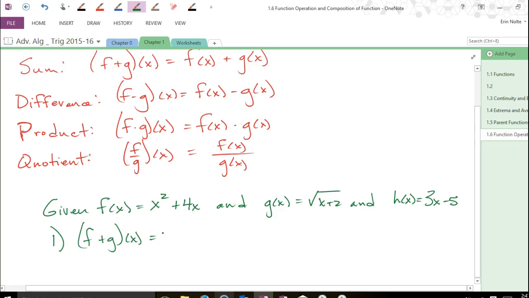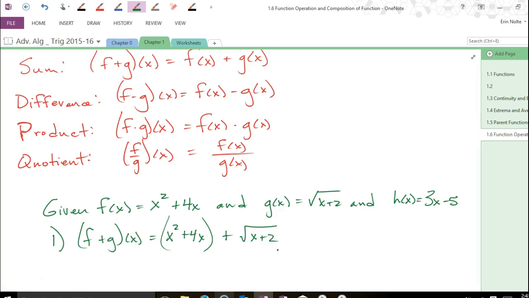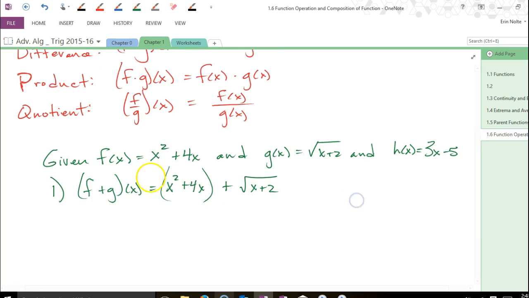Just plug in. So what is the f of x equation? It's x squared plus 4x plus root x. Okay, so that is the f. And if I add the g of x function, the square root of x plus 2, then all I have to do at that point is combine any like terms. Are there any like terms that I can combine? No, good. So I'm simplified. All right, let's try another one.